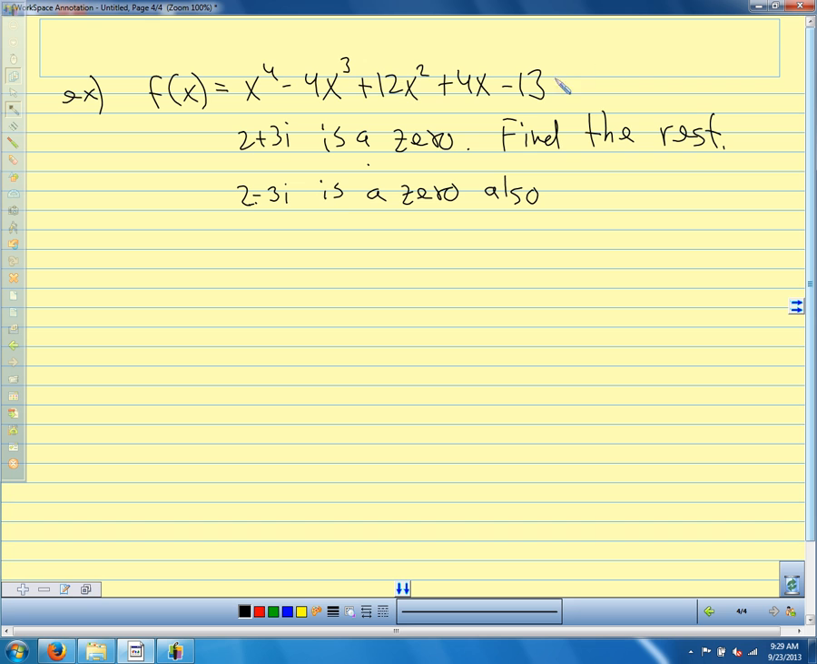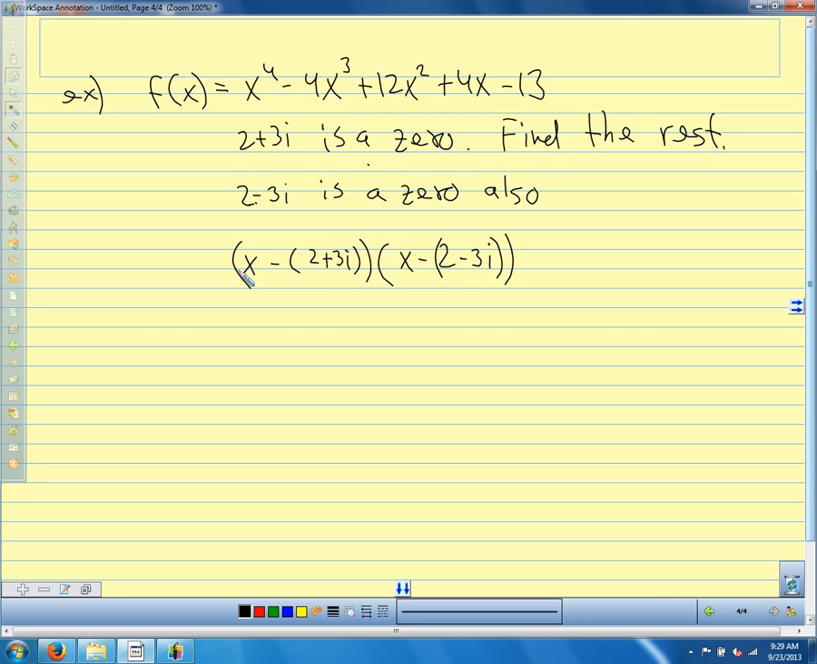The P and the Q at this point, because the numbers are pretty easy, is probably the easiest. But there's one more way. I know that x minus 2 plus 3i and x minus 2 minus 3i are both factors. So when I multiply these two together, what I'm left with also has to be a factor of this polynomial. So I can FOIL this out. It's not hard to FOIL this out.